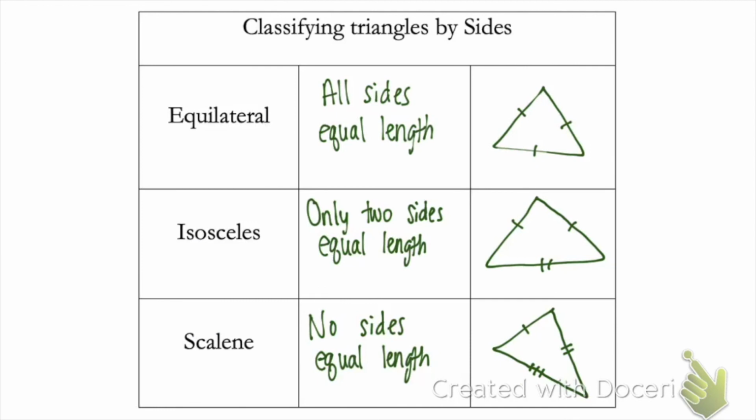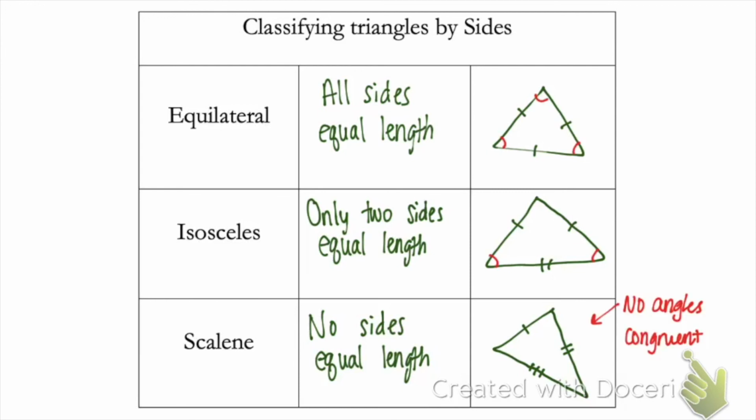Next, we'll classify by sides. Again, I'm going to talk through this, and then I want you to pause your video and copy it all down. Equilateral triangles have all equal side lengths. I'm noting that in my example by these little hash marks. They're called congruent marks, so it's showing you that all three sides are the same length. Isosceles, only two sides have equal length, so in my example I've got two that have one congruent mark, and the third one has two congruent marks. And then we have scalene. This is where no sides have equal length. So here I've got one congruent mark, two, and three, showing that they're not all the same.